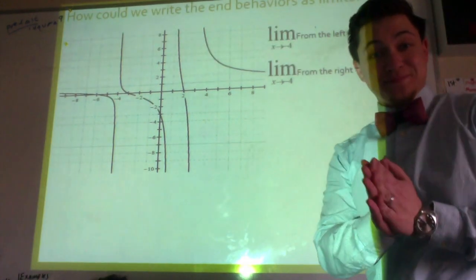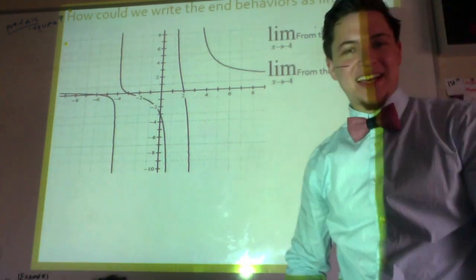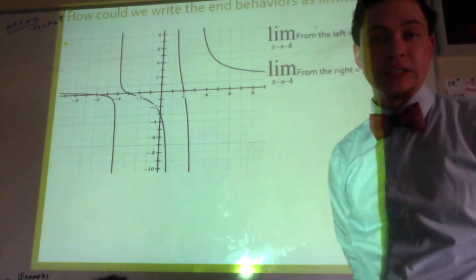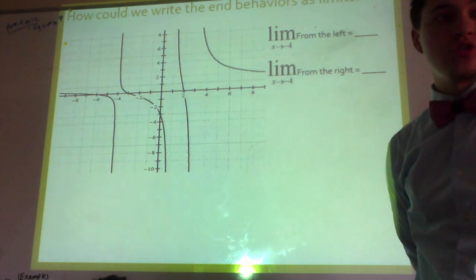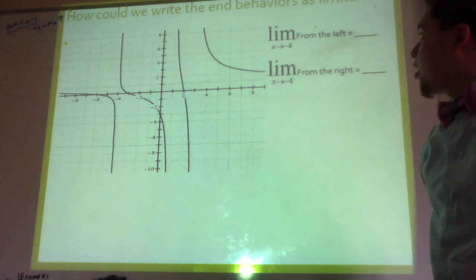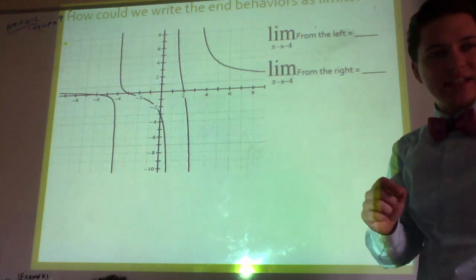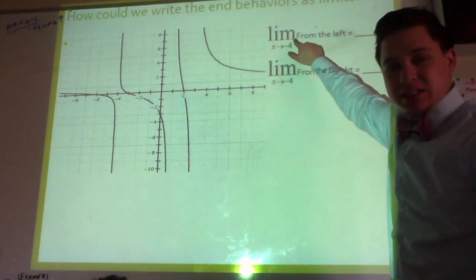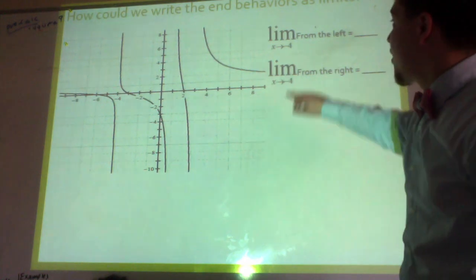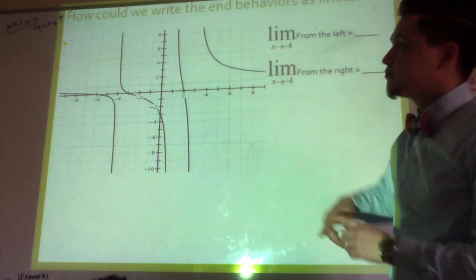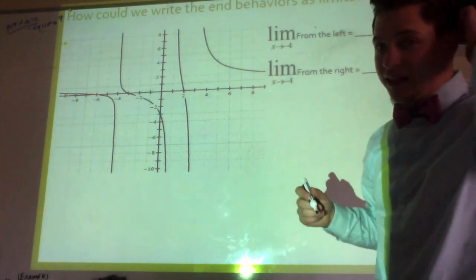Hey, welcome back. This should be better. As you can see, it's a lot nicer and easier to read. Okay, so the way I would read this, and I want you guys to say it out loud, write it down: the limit as x approaches -4.